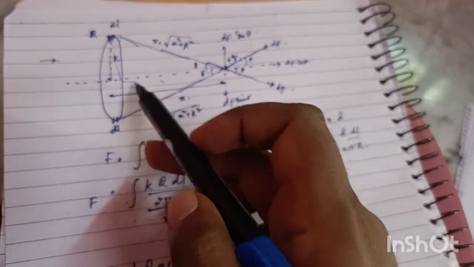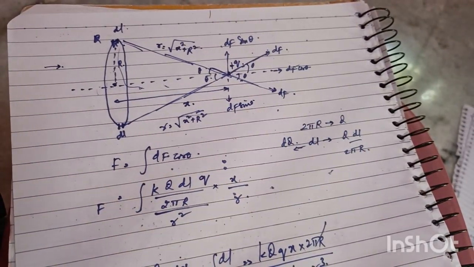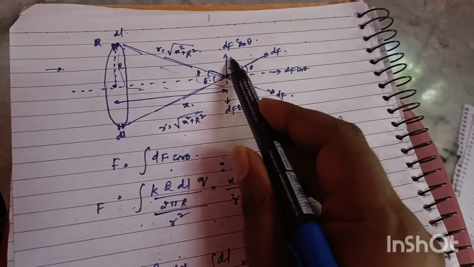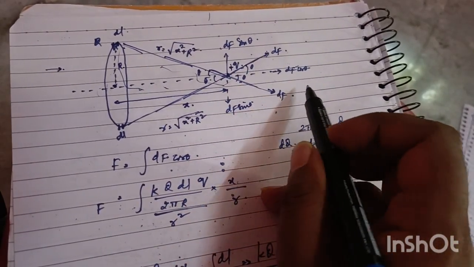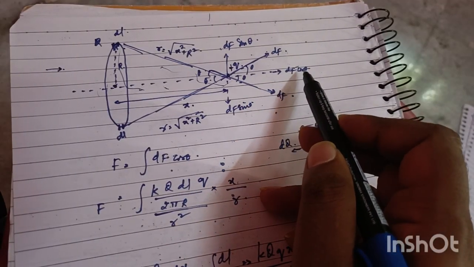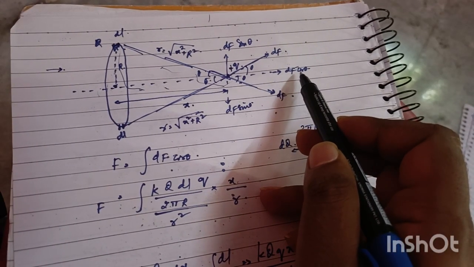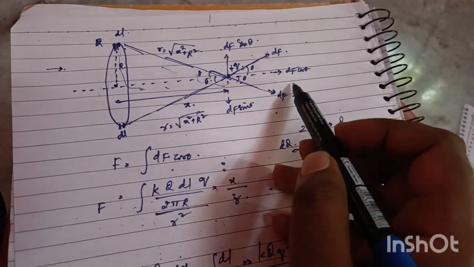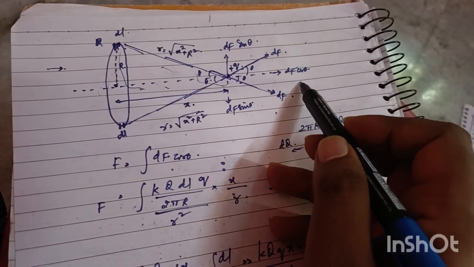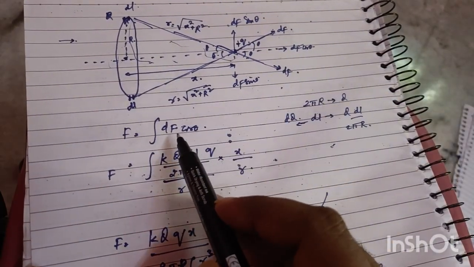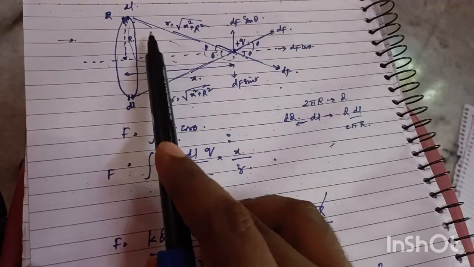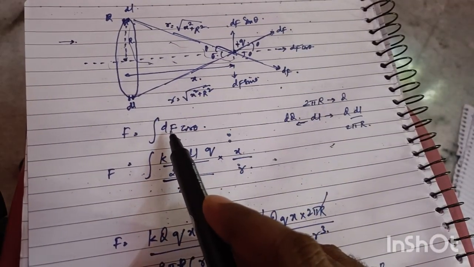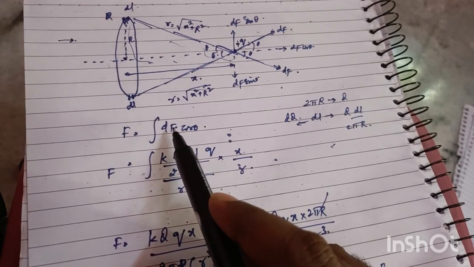the force due to all the elements, the dF sin theta components cancel out, and the only remaining components will be dF cos theta in this direction. If you want the total force acting on the point charge q due to this whole ring, then we have to integrate this component, that is dF cos theta. dF is the small force due to this small element which we considered, acting on q, and that dF is the small Coulombic force, kqdq by r square.